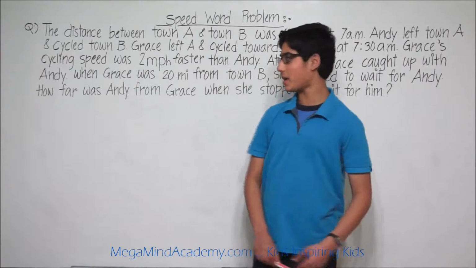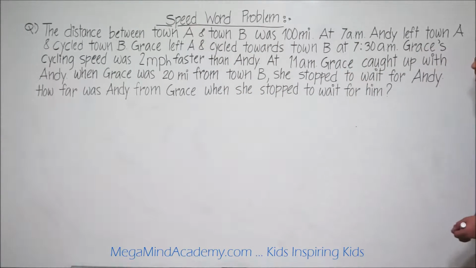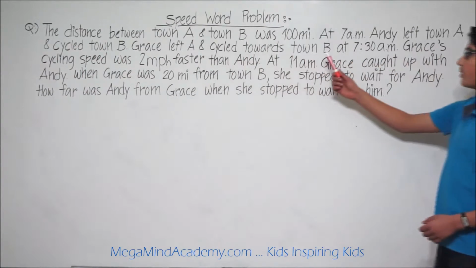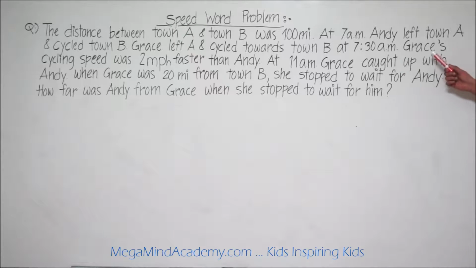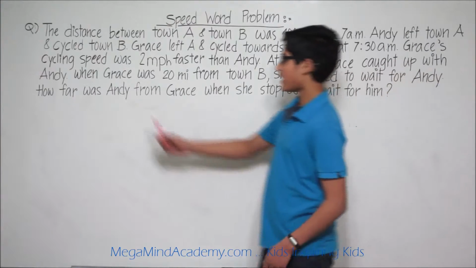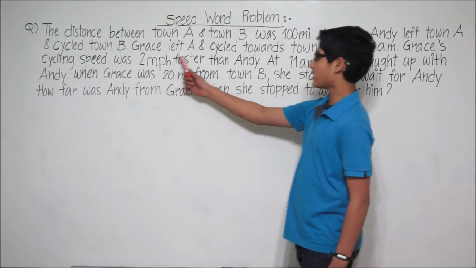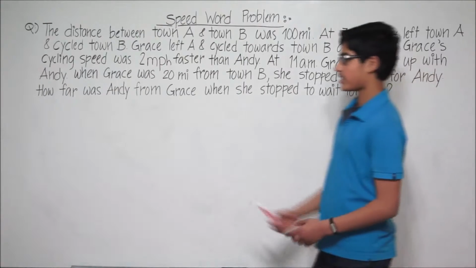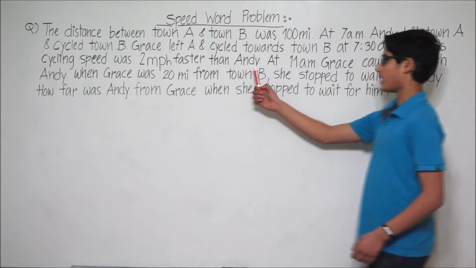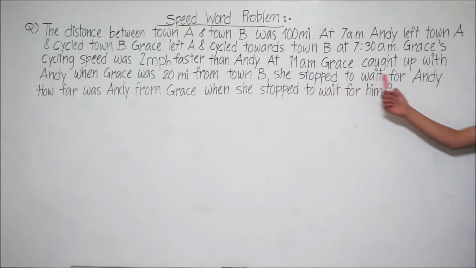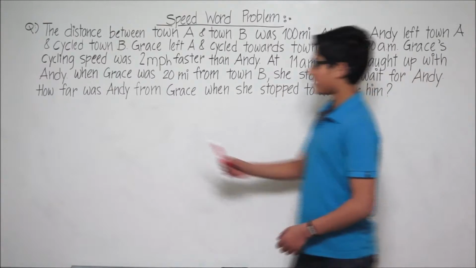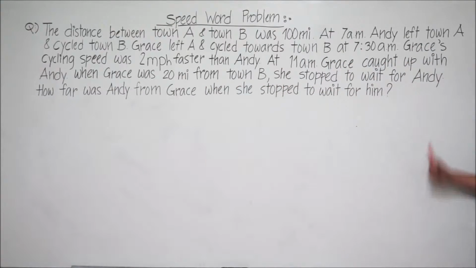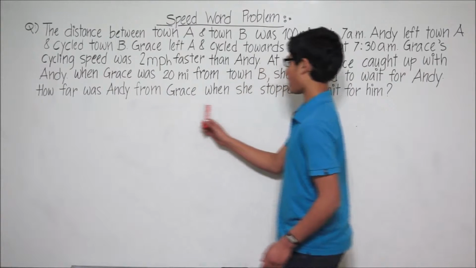Today we're going to learn about speed word problem. Let's say we have a problem like this. The distance between town A and town B was 100 miles. At 7 a.m., Andy left town A and cycled to town B. Grace left town A and cycled towards town B at 7:30 a.m. Grace's cycling speed was 2 miles per hour faster than Andy's. At 11 a.m., Grace caught up with Andy. When Grace was 20 miles from town B, she stopped to wait for Andy. How far was Andy from Grace when she stopped to wait for him?